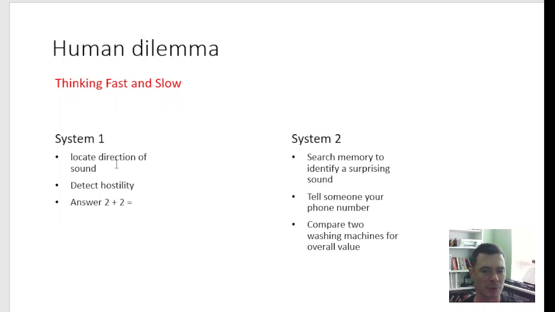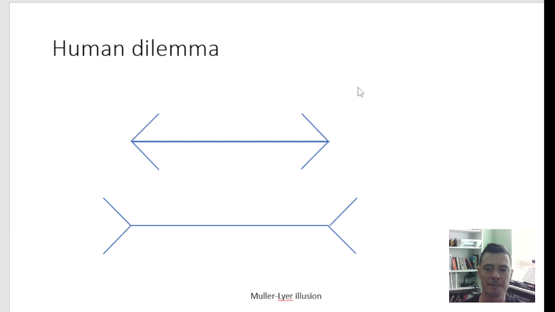You can do survival functions very well. And then System 2 is your voluntary attention, your acts of self-control. This allows you to analyze and to plan. And this is a famous illusion that shows the struggle that we have between our two different types of brains.